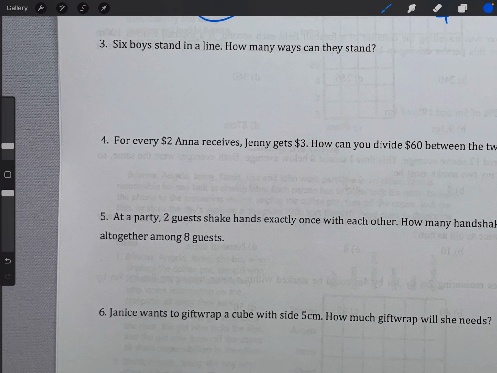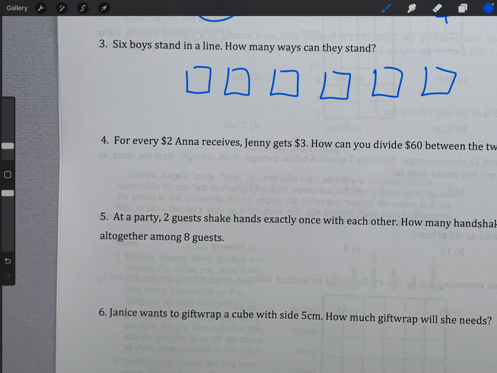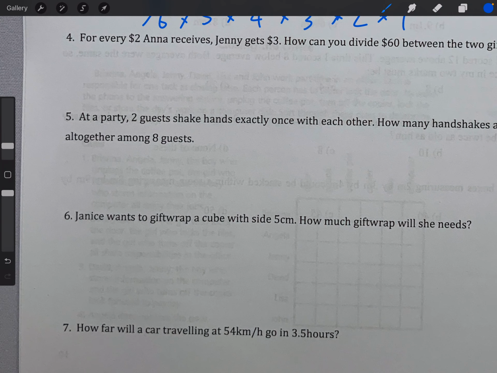6 boys stand in a line. How many ways can they stand? Okay, six boys. So we've got to think of the positions and the people. These are the positions they can stand. How many boys can stand in the first position? There's 6 boys, so any of them can stand in the first position. How many in the second position? There are only 5 left, because the first boy is already in the first position. Then there's 4, 3, 2, 1. What do we do with these numbers? We multiply them. Done.